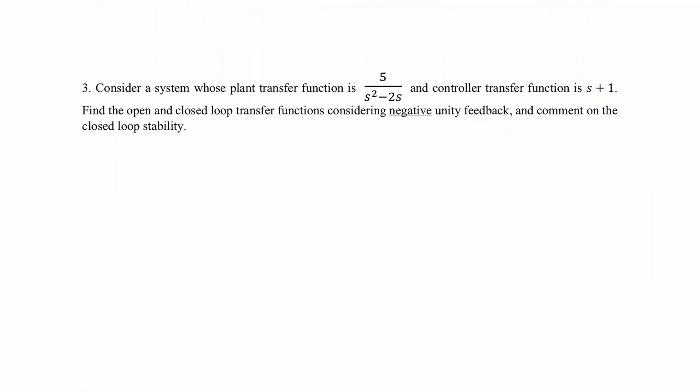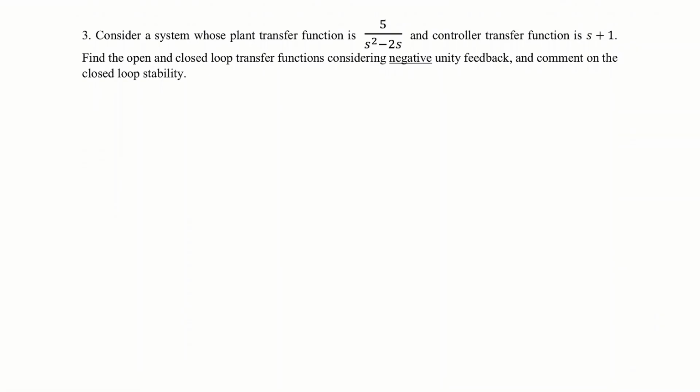So coming to the next question, here we have a system whose plant transfer function is given by 5 over s square minus 2s, and the controller transfer function is s plus 1. So we want to find the open loop and closed loop transfer functions considering negative unity feedback and comment on the closed loop stability. So let's first draw a closed loop block diagram.